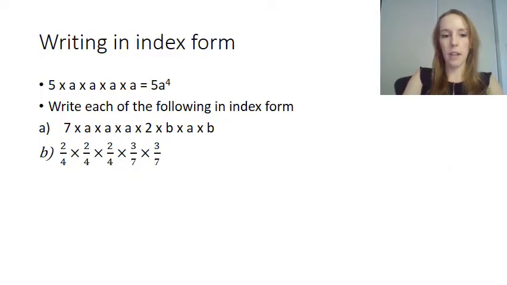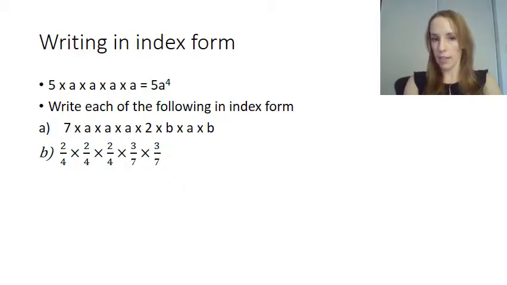Just clear that one there. For b there, we have fractions. So we have 2 over 4 multiplied by 2 over 4 multiplied by 2 over 4 multiplied by 3 over 7 multiplied by 3 over 7.